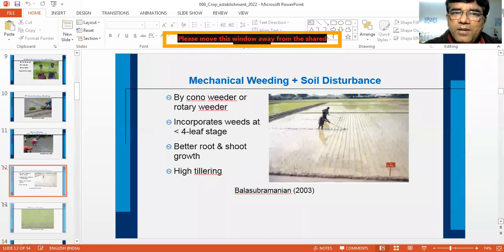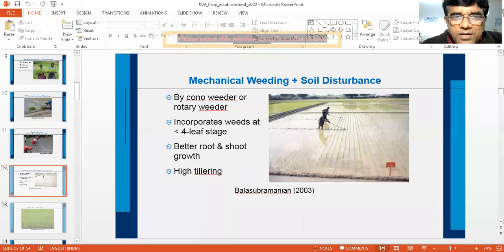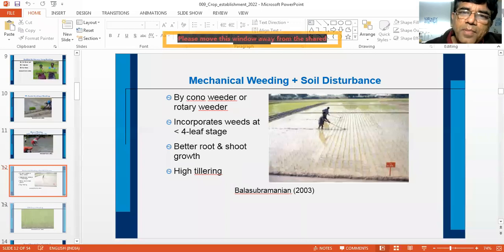So by cono-weeder or rotary weeder, weeding can be done after 20 to 25 days of transplanting. So it has the advantage of incorporating weeds at less than 4 leaf stage, and better root and shoot growth, and high tillering. So these are the advantages of cono-weeding. So it can partly aerate the soil also. Some oxygen can reach the roots of the crop.